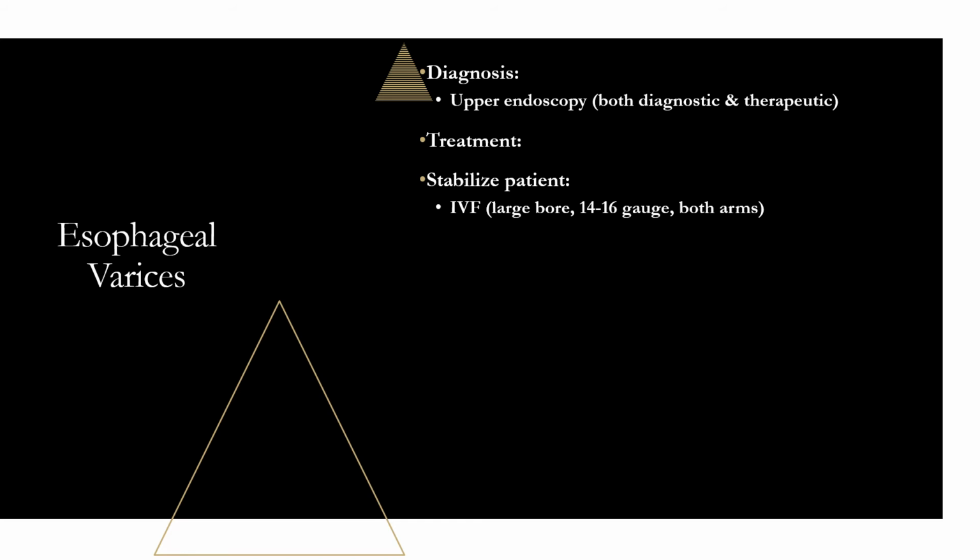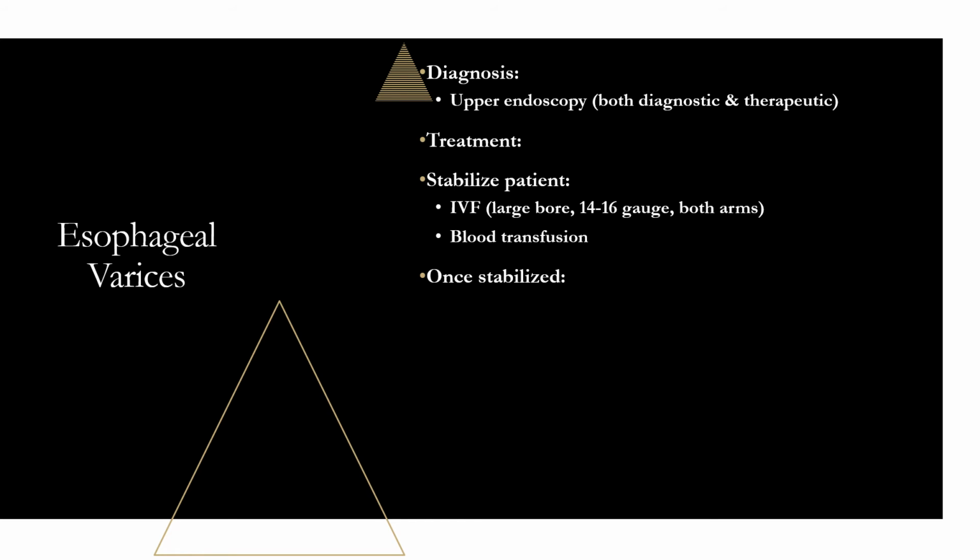So you need to give them IV fluids, but you're not just going to put a 22, 24 gauge in their arm and just slowly drip the IV fluids. They need fluids fast. So you're going to use large bore, normally about a 14 to 16 gauge, and you're using both arms wide open. You need as much fluid getting in their body as fast as you can to get them back to a euvolemic state. You also may need blood transfusions as well.